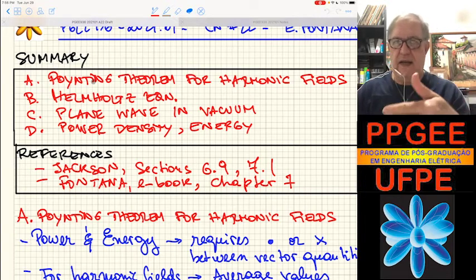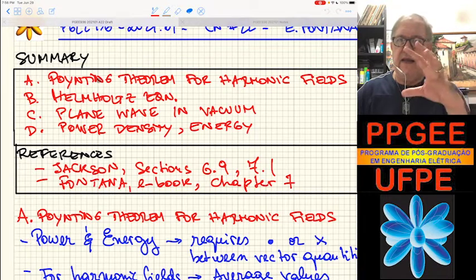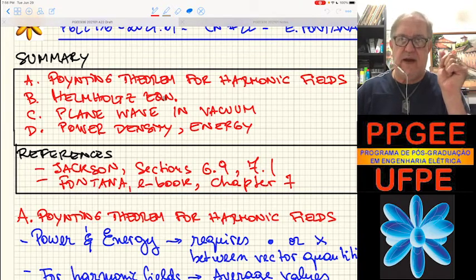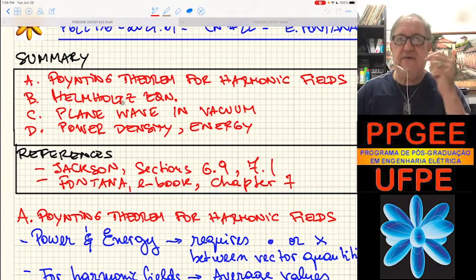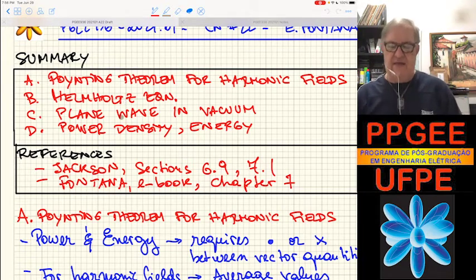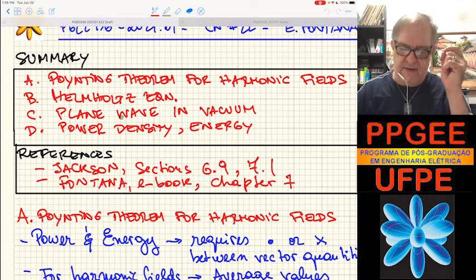How it's going to look like. You are going to use that theorem to understand how energy is exchanged between different parts in a volume. And we are going to talk about the Helmholtz equation, which is the counterpart of the wave equation for the case of harmonic fields. Then we are going to derive a solution of this equation, which is going to be the plane wave for a harmonic field in vacuum.